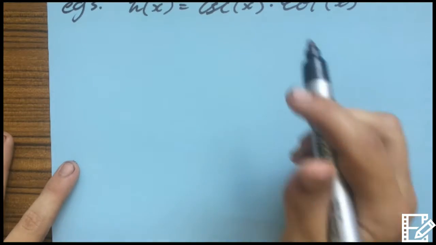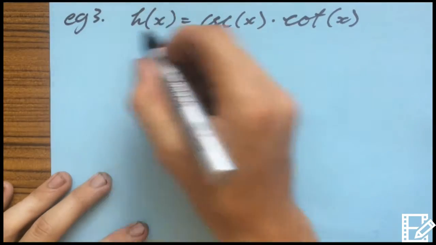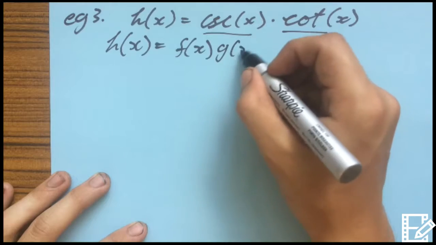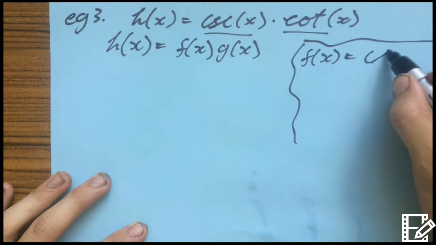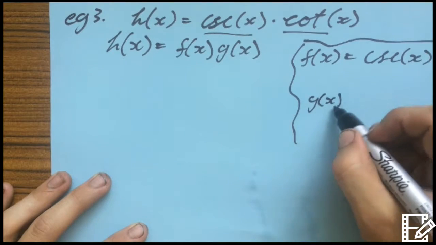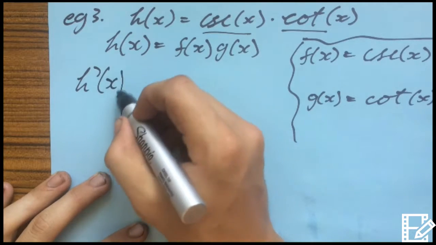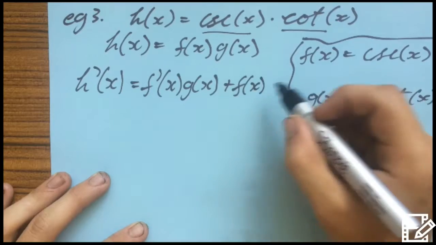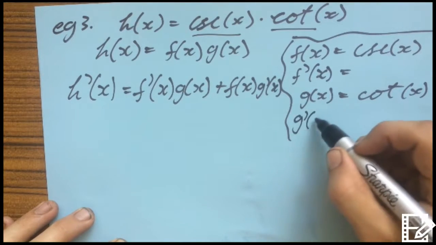Okay, so final example. Cosec x and cot x. So yet again, first function, second function. We'll call f(x) equal to cosec x and g(x) equal to cot x. So the derivative, same again: derivative of the first function multiplied by the second function plus the first function multiplied by the derivative of the second function. So we need to find the derivative of f(x) and the derivative of g(x).